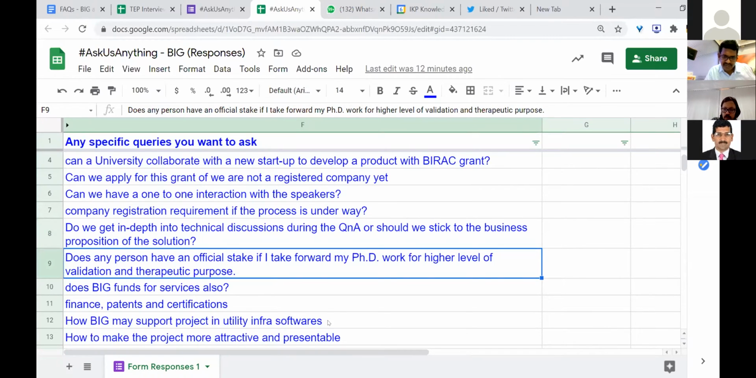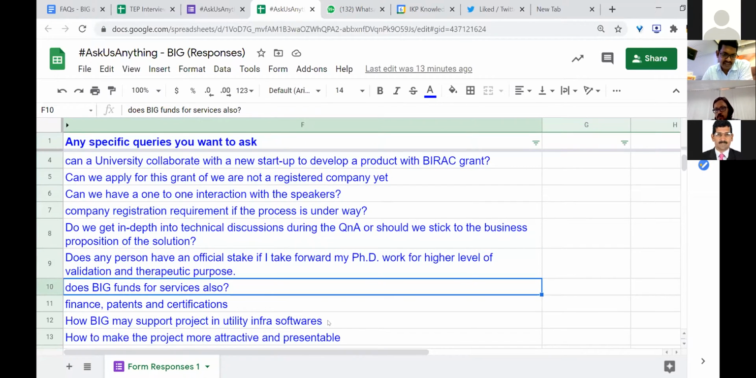Does any person have an official stake if I take forward my PhD work for higher level of validation and therapeutic purpose? You certainly need a clear NOC from your institute if it is a part of your PhD work, or from the institute where you are working. Does BIG fund services? I think it is the same repeat question. If it is for the development of a platform which will do the services, certainly yes, but for services as such, no.